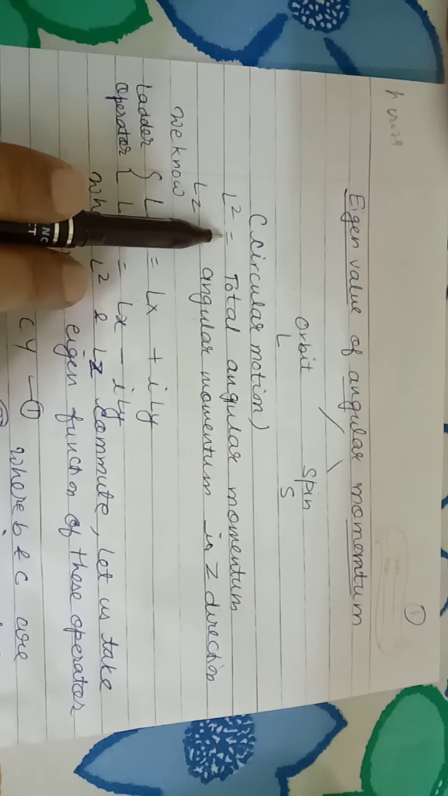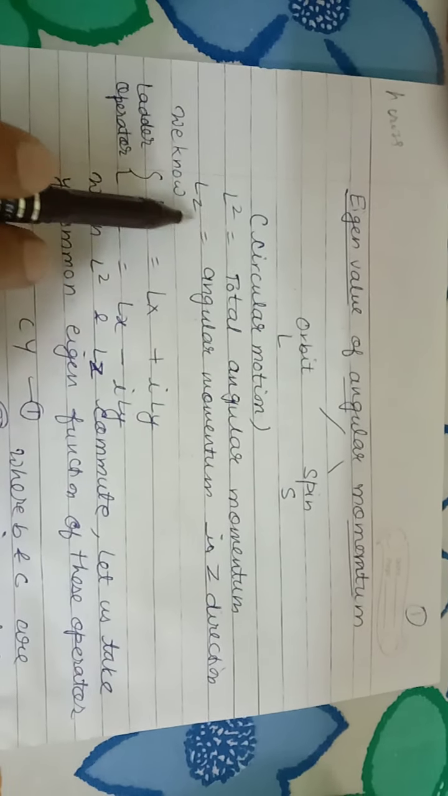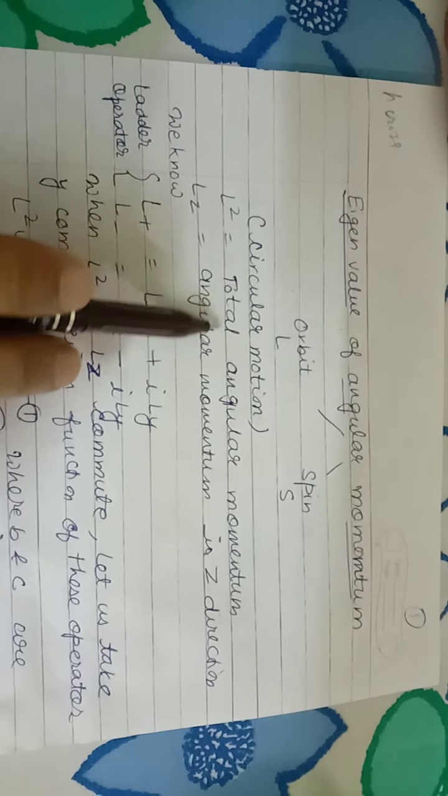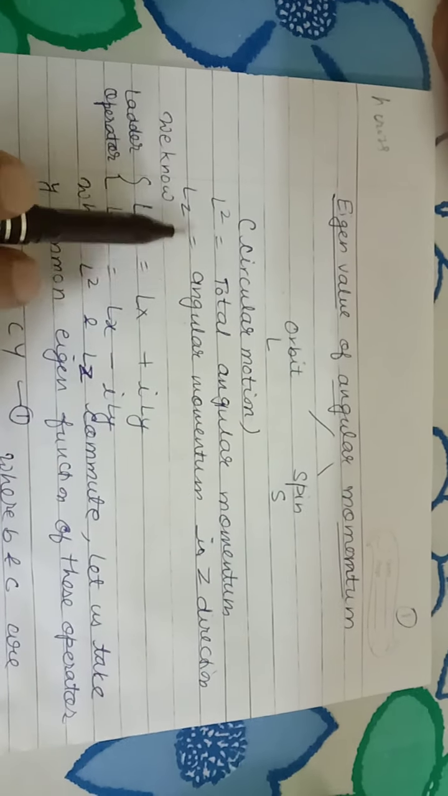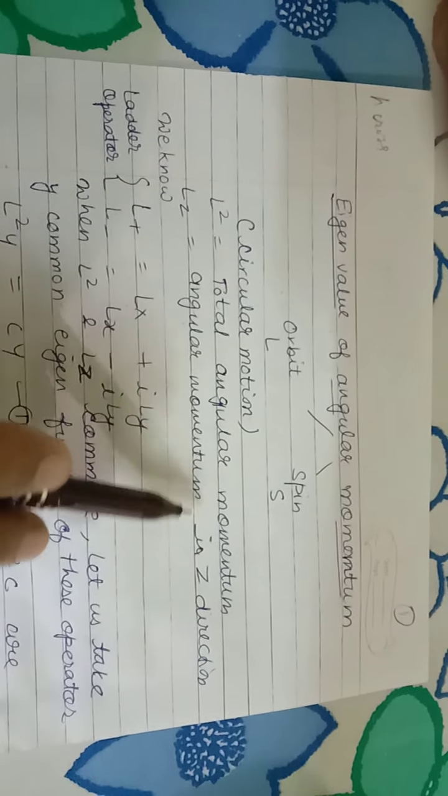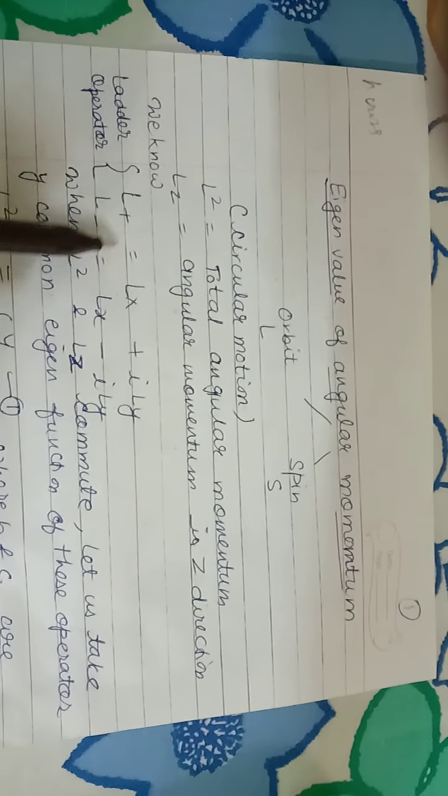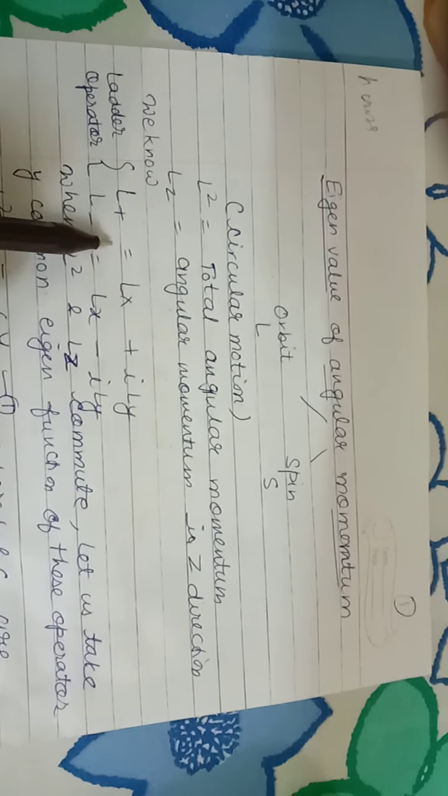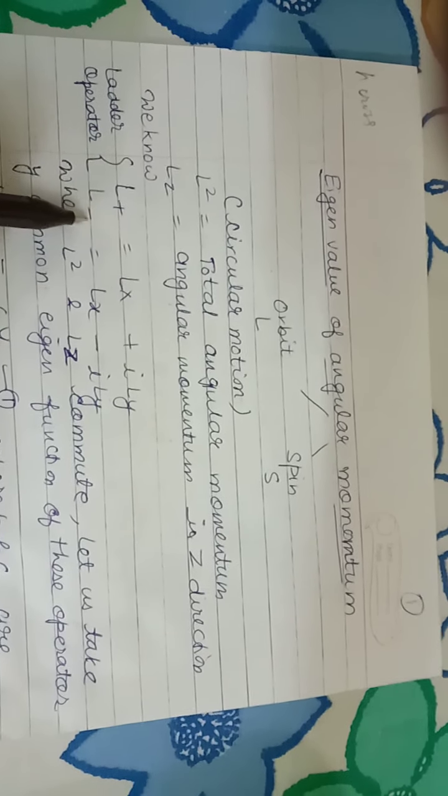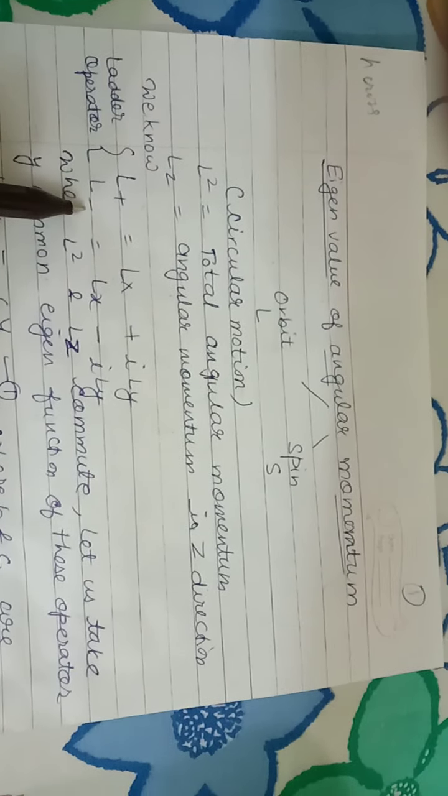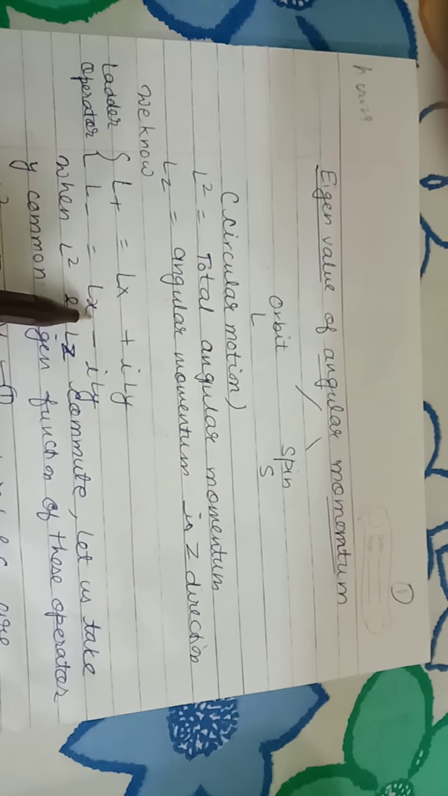Now here we are taking two terms, L square and Lz. L square represents the total angular momentum and Lz represents the angular momentum in the z direction only. We know the ladder operators: these are the two equations of the raising ladder operator and the lowering ladder operator, which we studied in detail yesterday.